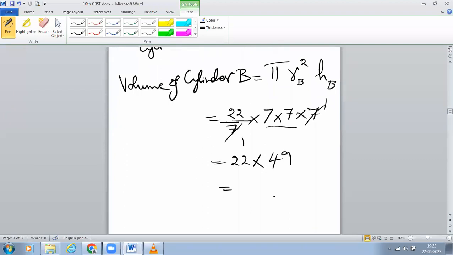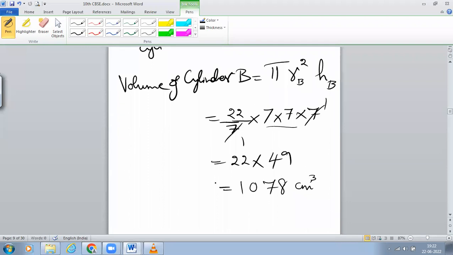Anybody got the answer now for 22 into 49? 1078, sir. Very good. Thank you. So what is the unit for the volume of cylinder B? Centimeter cube. Okay, volume is always in cubic units. Here the unit is given in centimeters, so centimeter cube.